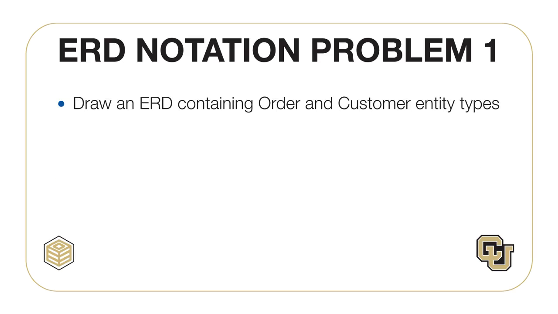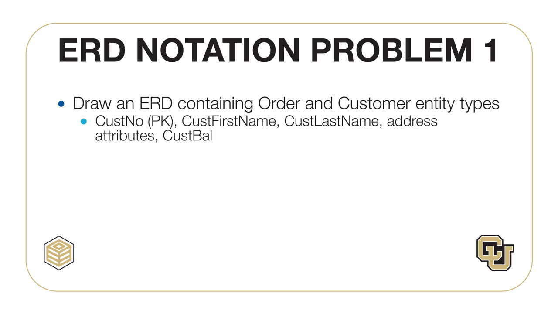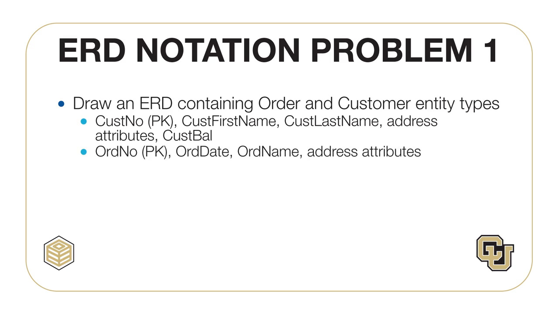This problem involves an ERD containing the order and customer entity types connected by a one-to-many relationship from customer to order. For the customer entity type, you should add attributes for cust.no as the primary key, cust first name, cust last name, cust street, cust city, cust state, cust zip, and cust bal for the customer balance. For the order entity type, you should add attributes for the ord.no, that's the primary key, ord date, ord name, ord street, ord city, ord state, and ord zip.